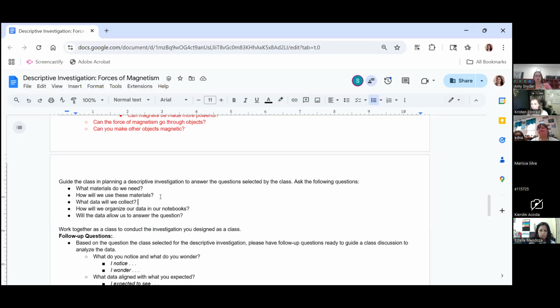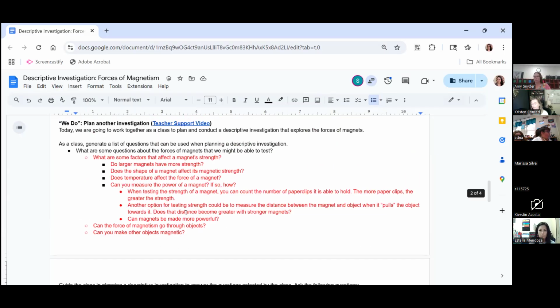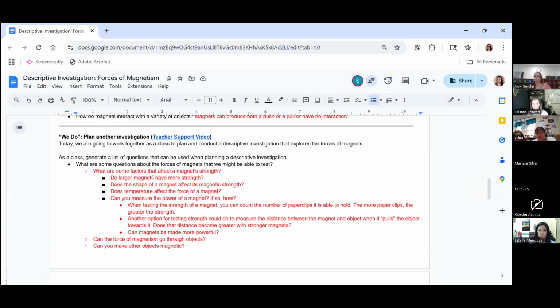So then we would generate together a table, right? I'm pausing my teacher talk. So then we would generate with our class a table in order to collect that data, right? Because then that last question is, will the data allow us to answer the question? And our hope is that yes, we will be collecting our observations to then be able to answer the question, which right here is, do larger magnets have more strength, right?